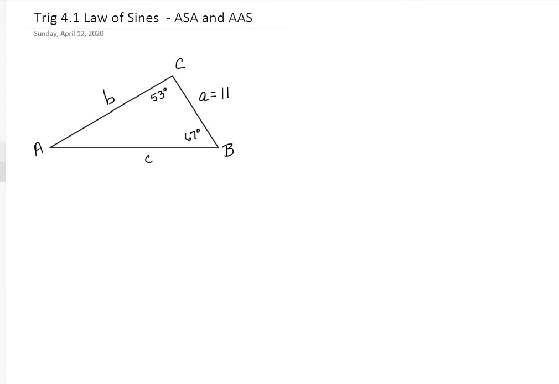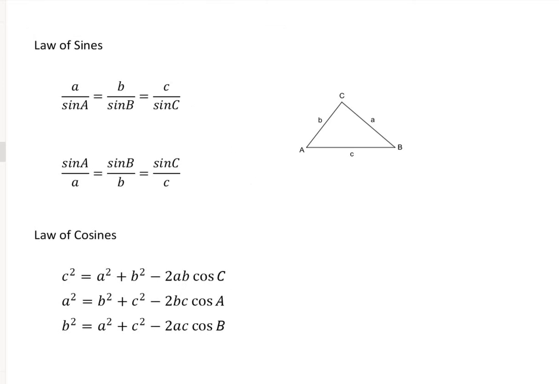Let me go back to my formula real quick. Notice that in my law of sines, I have all three ratios listed out, but you can only use two ratios at a time. So I'm going to be using these two to start with, and then I'm going to come back and use this first one with the A's and then with the C's.